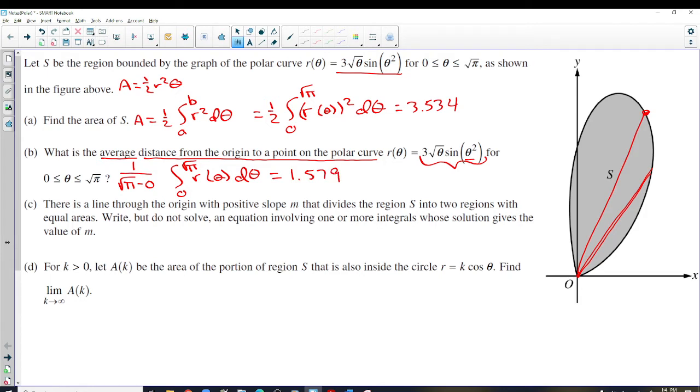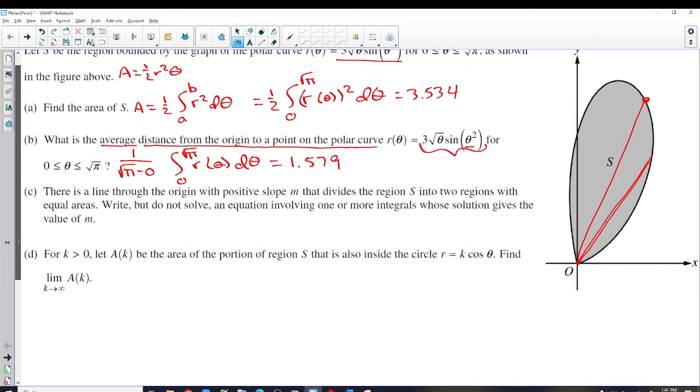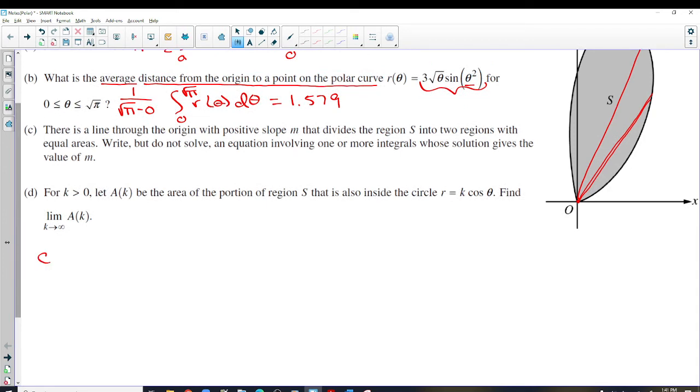There is a line through the origin with positive slope m that divides the region S into 2 regions with equal areas. Write, but do not solve, an equation involving one or more integrals whose solution gives the value of m, the slope. Well, for letter C, I've been telling people today that you have area, which we already wrote: a to b of r squared dθ.